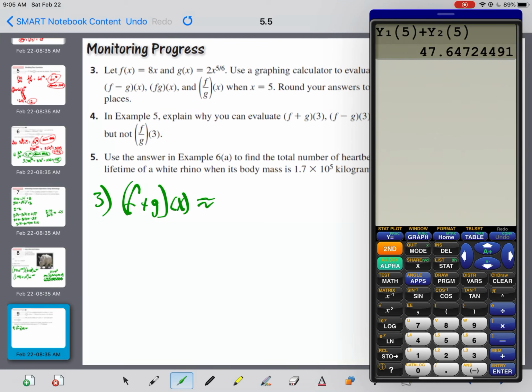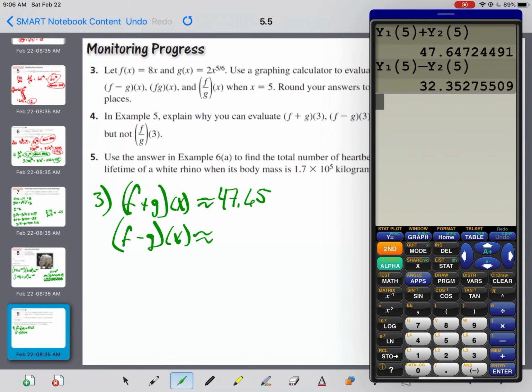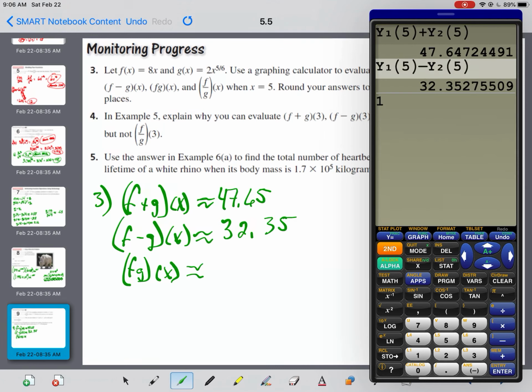All right, 47.65. The 7 makes the 4 go up, so 47.65 approximately. F minus g of x. So I'm just going to retype that and stick a minus in and run it. 32.35. f times g of x. We're going to multiply.